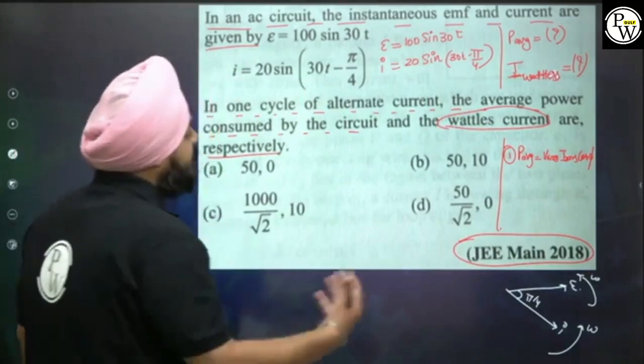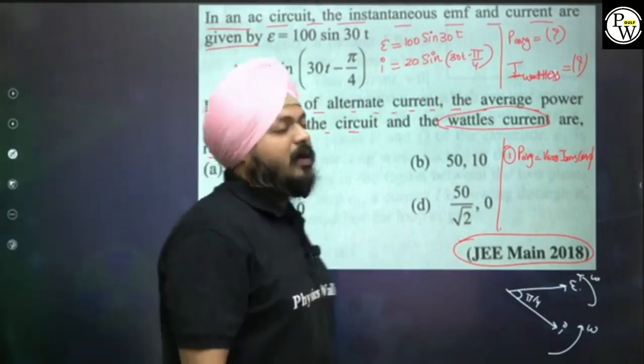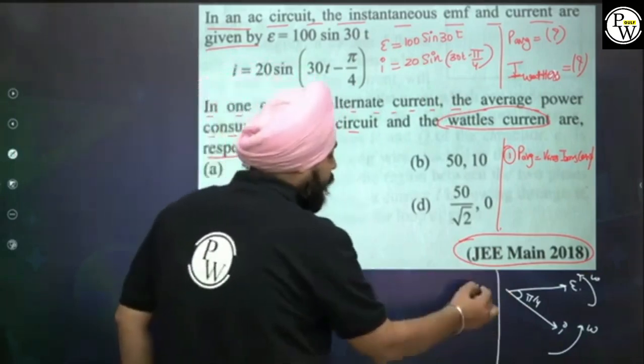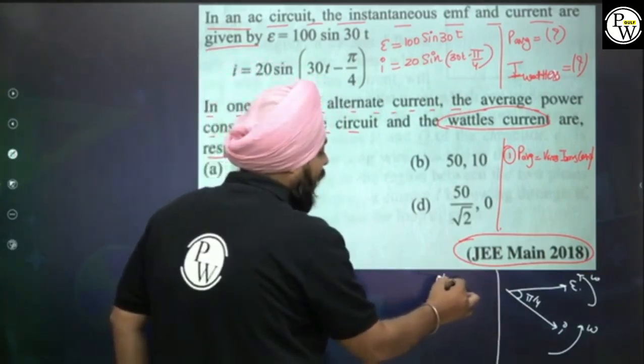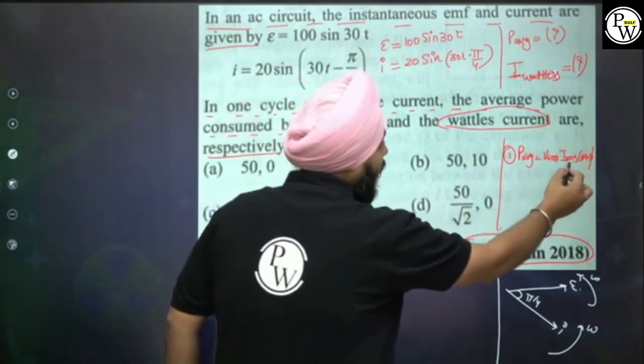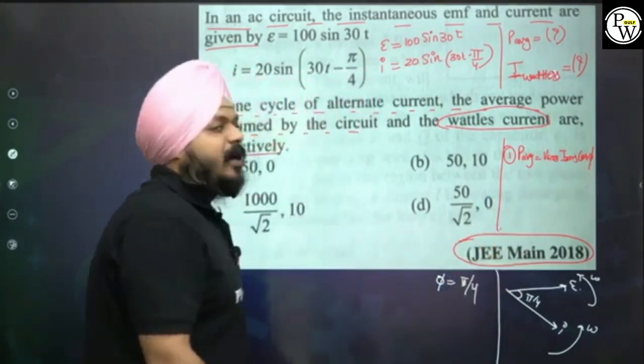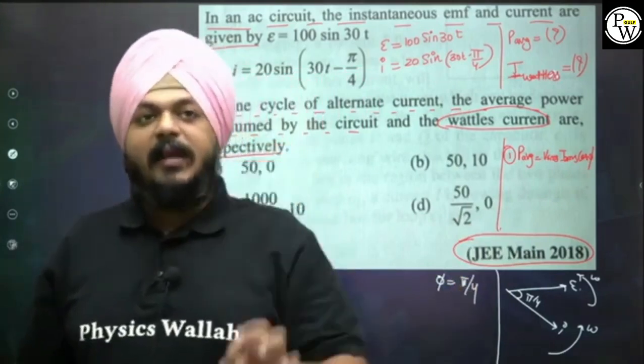So here, what happens to the average power consumed in the circuit? First of all, the phase difference between them is pi by 4. So can I say phi is the angle? Here in this formula, phi is the angle between V_RMS and I_RMS, or you can say the voltage and the current, and that is nothing else but pi by 4.